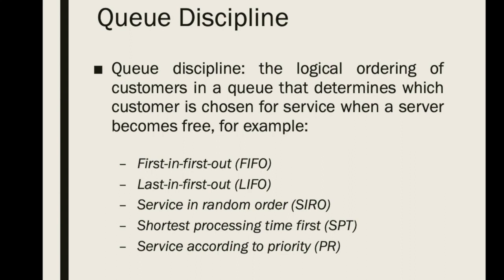The queue discipline can be FIFO, first in first out. That's normally what we know as a queue in computer science. The other can be LIFO, last in first out. So we can select the last person who has joined the queue to serve first. Not usually done, but may be done. Service in random order: we can select anyone and serve them. Shortest processing time first, or we can assign certain priority to the customers and serve them accordingly.